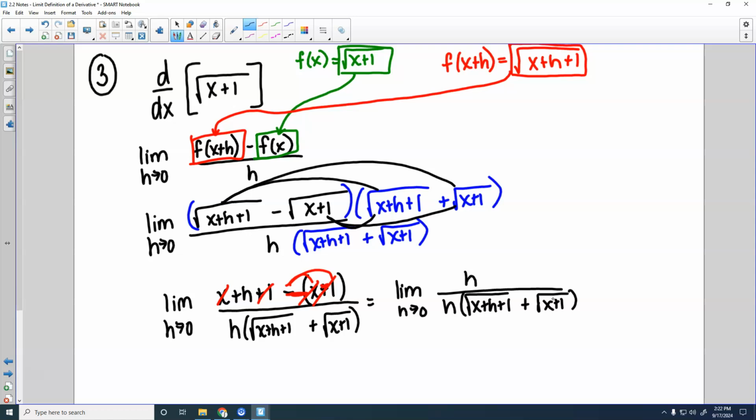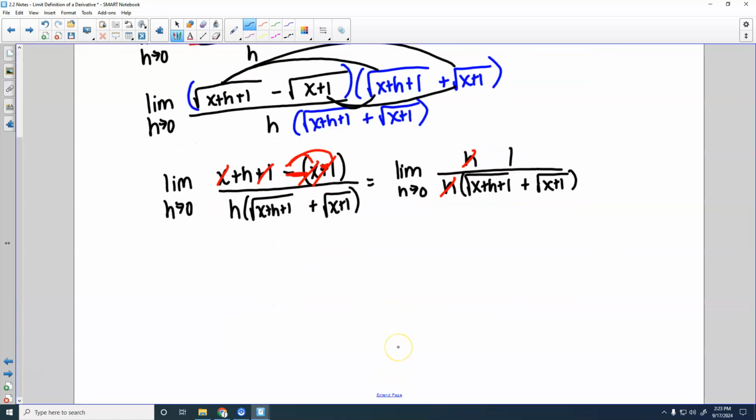And what can happen now? Okay, the h's are going to cancel. We do need to keep a 1 on top to hold our place, which Joshua has learned his lesson on, I think, from the last FRQ quiz, right? Was that you? Yeah.